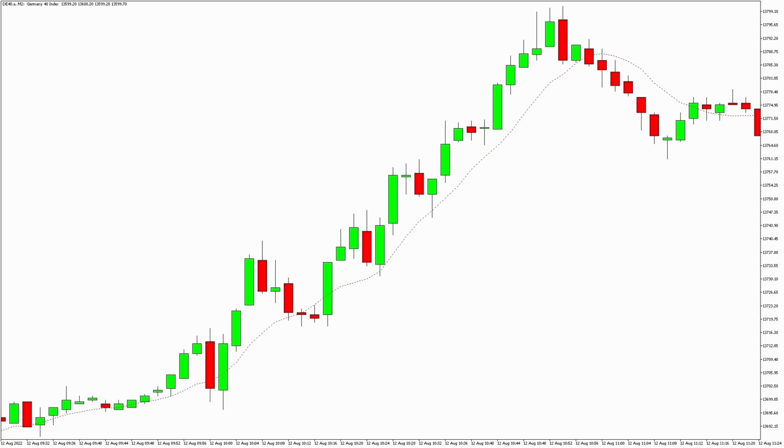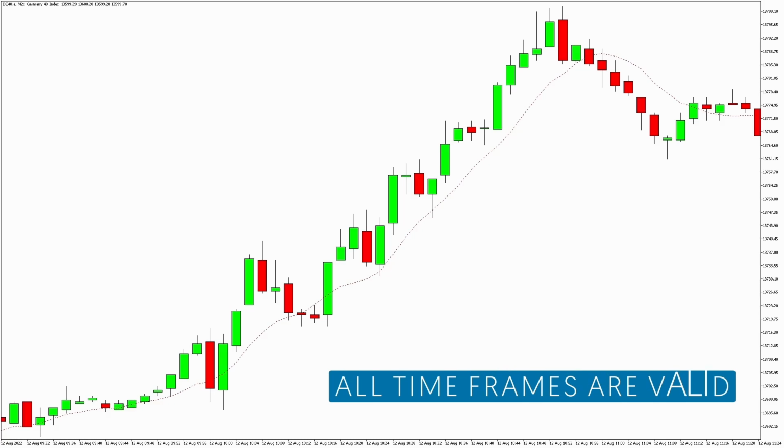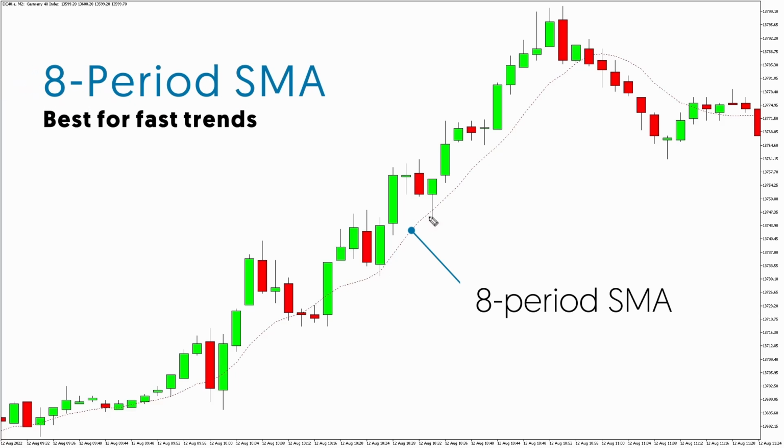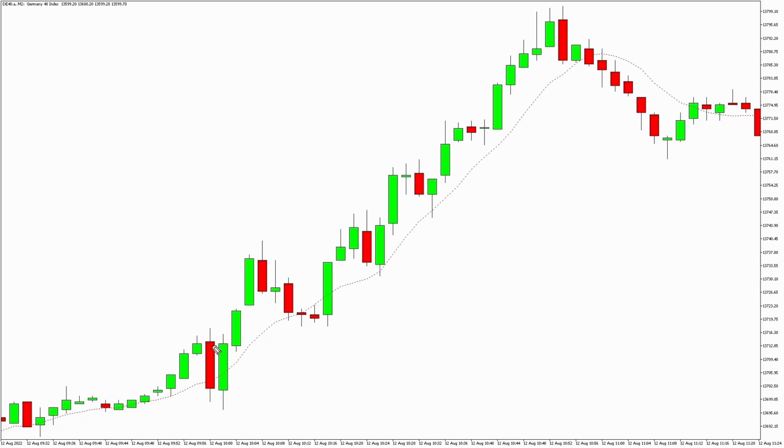Okay guys, this is our first example, and here I have DAX on the 2-minute time frame, but this works on any time frame, it's absolutely the same thing. And here I have the 8-period moving average. This moving average adapts better when the price is making strong trends. And I see some good entry opportunities.